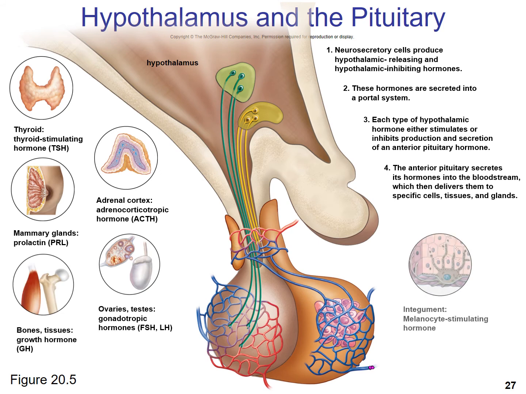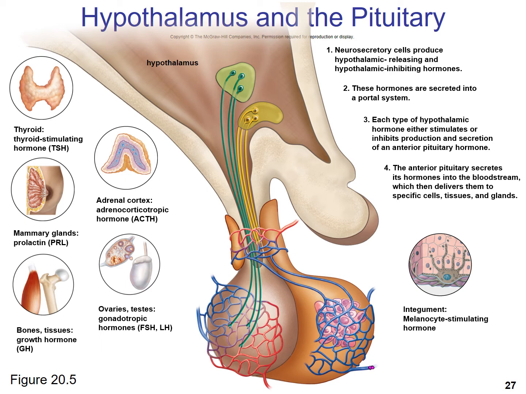So thyroid stimulating hormone will cause the thyroid to produce its hormones. Adrenocorticotropic hormone, or ACTH, will cause the adrenal cortex to produce its hormones. Prolactin will cause the mammary glands to produce milk. This, again, is different from oxytocin, which causes the release of milk once it's produced. It's prolactin that causes it to be produced in the first place.